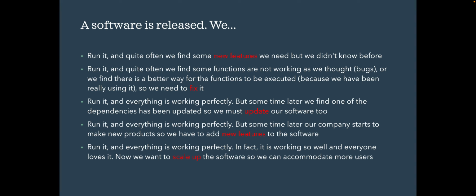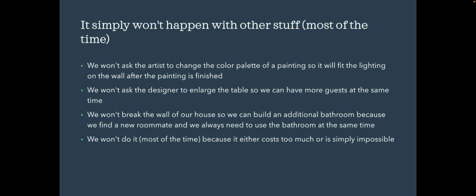We run it, everything works perfectly, it works so well that everyone wants to use it, so now we have to scale up the software so it can accommodate more users. Those situations simply won't happen that often with other stuff. For example, we won't ask artists to repaint the painting after we purchased it. Not often will we ask a designer to make the table larger after putting it in our room.